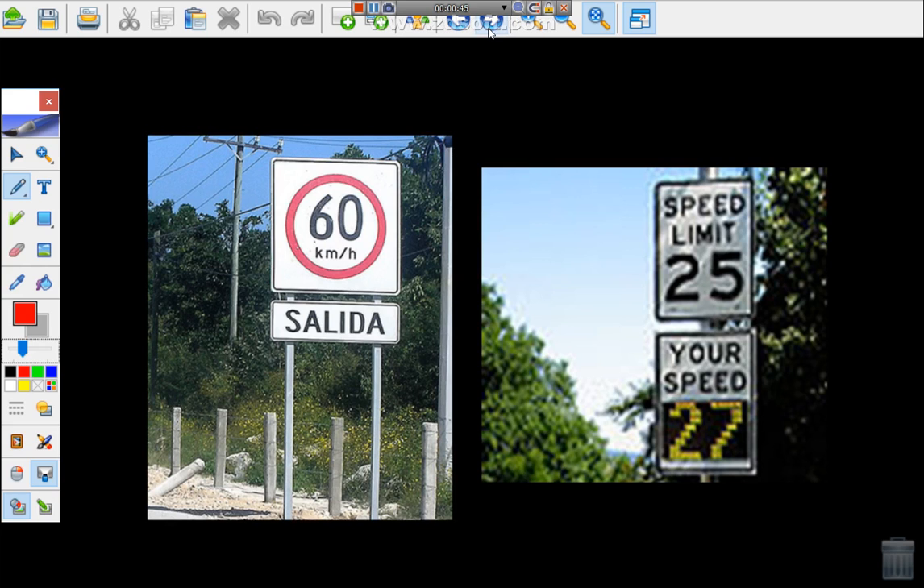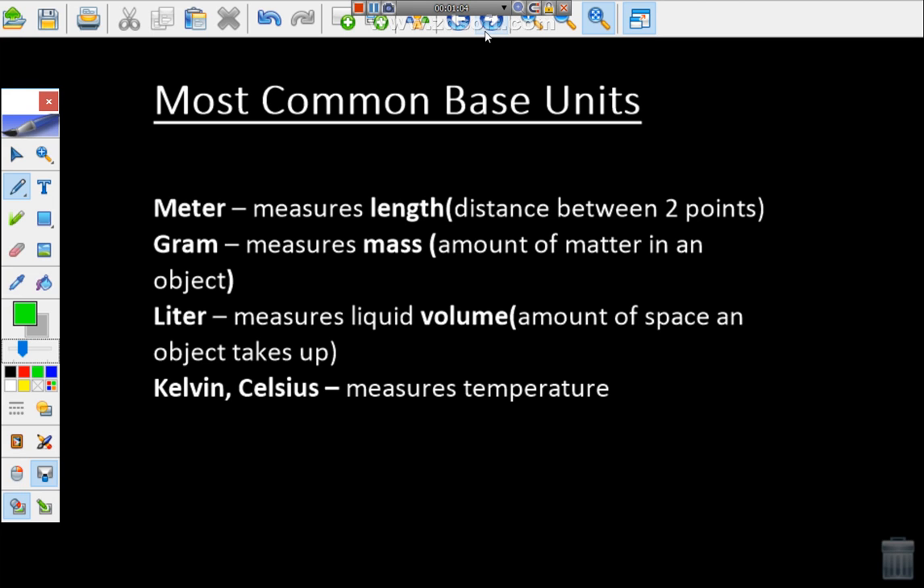The difference between these two signs that I want you to pay attention to is that it's very clear that it shows 60 kilometers per hour, versus there's nothing here to denote what speed or by what system you should be using on this speed sign.